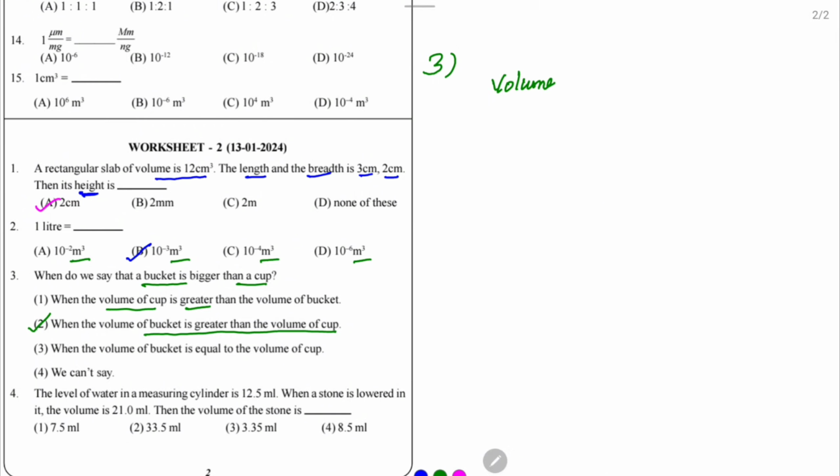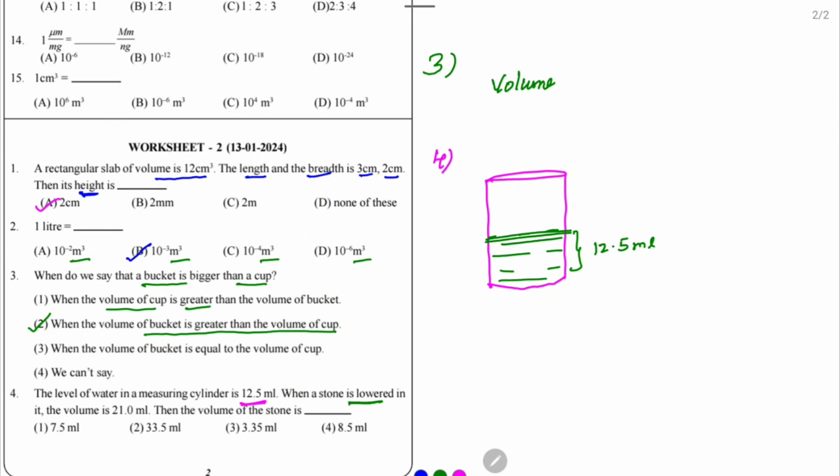Now question number 4. The level of water in a measuring cylinder is 12.5 ml. This is a measuring cylinder used to measure the volume of liquids. Let us take this as the initial volume, 12.5 ml. When a stone is lowered, that means dropped in it slowly, the volume becomes 21.0 ml. So you are dropping a stone in this gently.